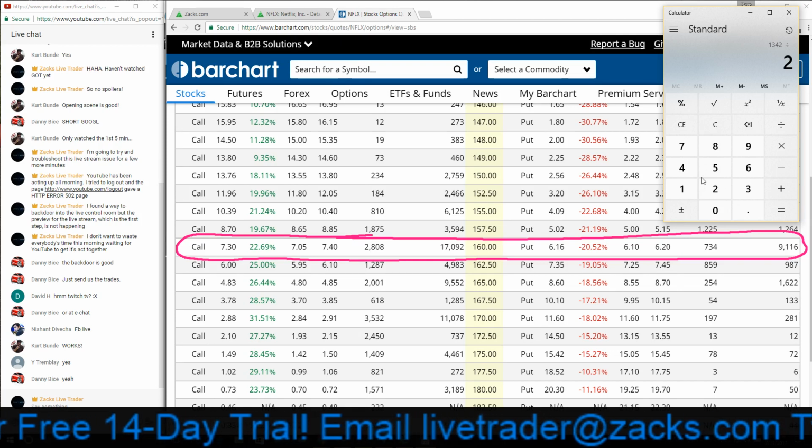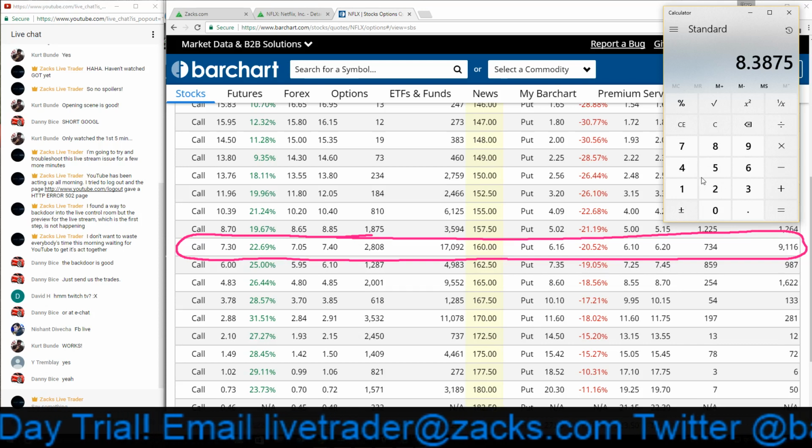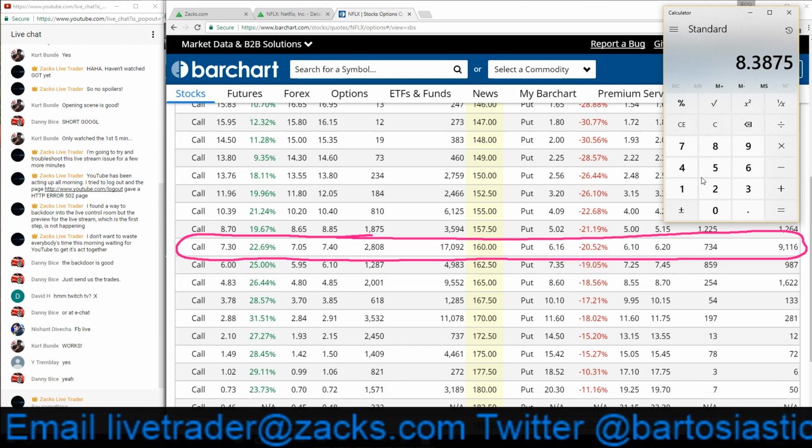That's 1342 divided by 160. Still looking for about an 8.38% move here in shares of Netflix.